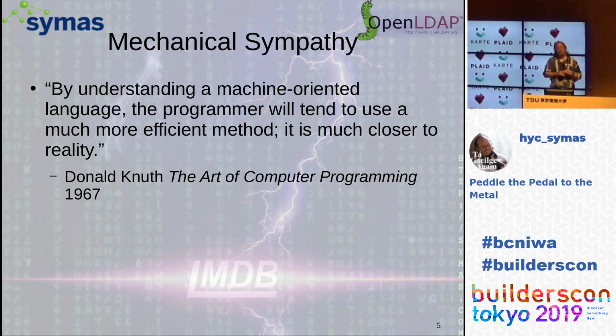So, to write effective code, Donald Knuth wrote this back in 1967: it helps to actually have an understanding of how the machine works. You really have to keep this in mind when you're writing your code. And if you do have that awareness, then it will help you write more effective code.